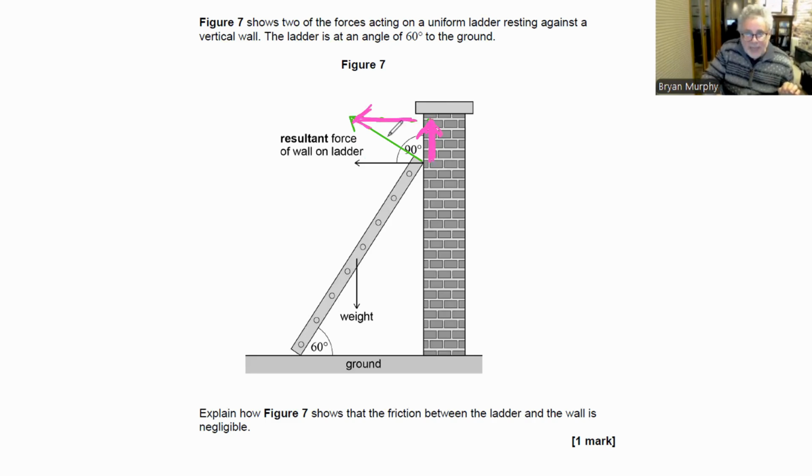Now, because there is a vertical force, that must be due to friction between the ladder and the wall. But because the resultant force is at 90 degrees, then there is no friction between the ladder and the wall. Okay, so slightly tricky where you have to apply that knowledge to a question, but hey, that's A-level physics, and that is why it's so much fun.